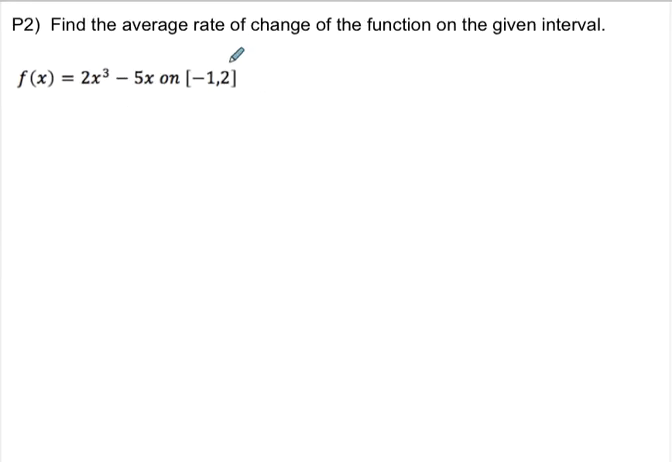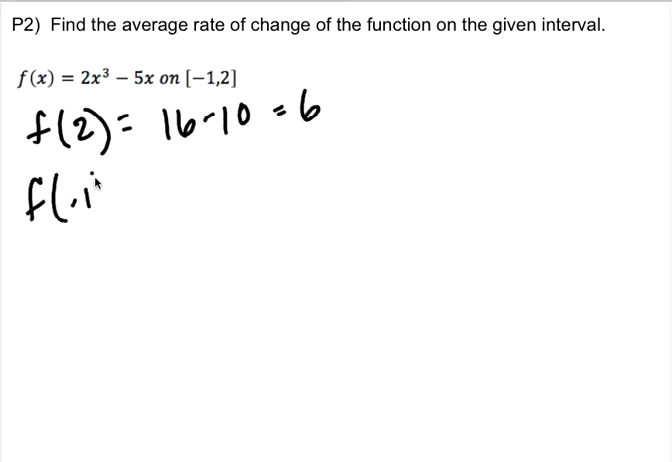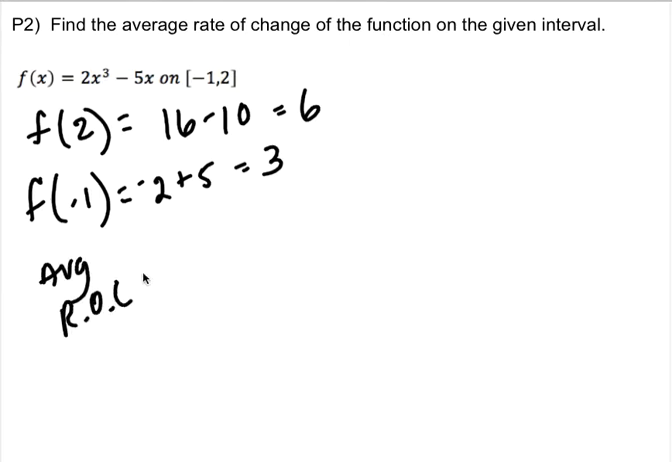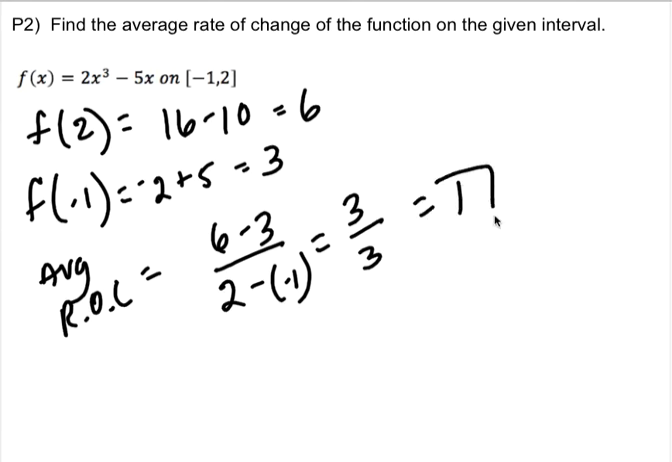We go on to P2, same idea. So my f of 2 is going to be 2 times 8, so that's 16, minus 10, so that's 6. My f of negative 1 should be 2 times negative 1, so that's negative 2, plus 5, so that's 3, which means that my average rate of change should be 6 minus 3 over 2 minus negative 1, which is 3 over 3, or 1.